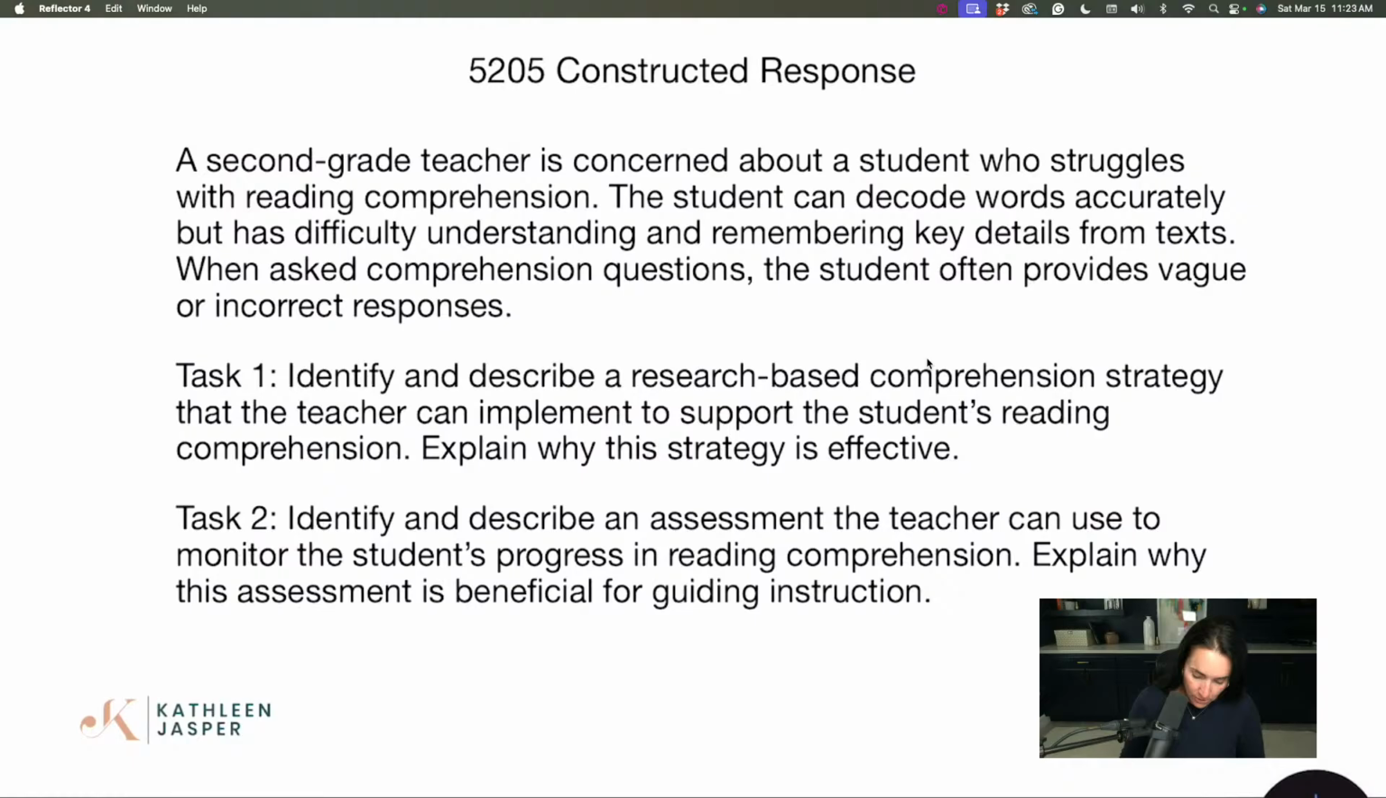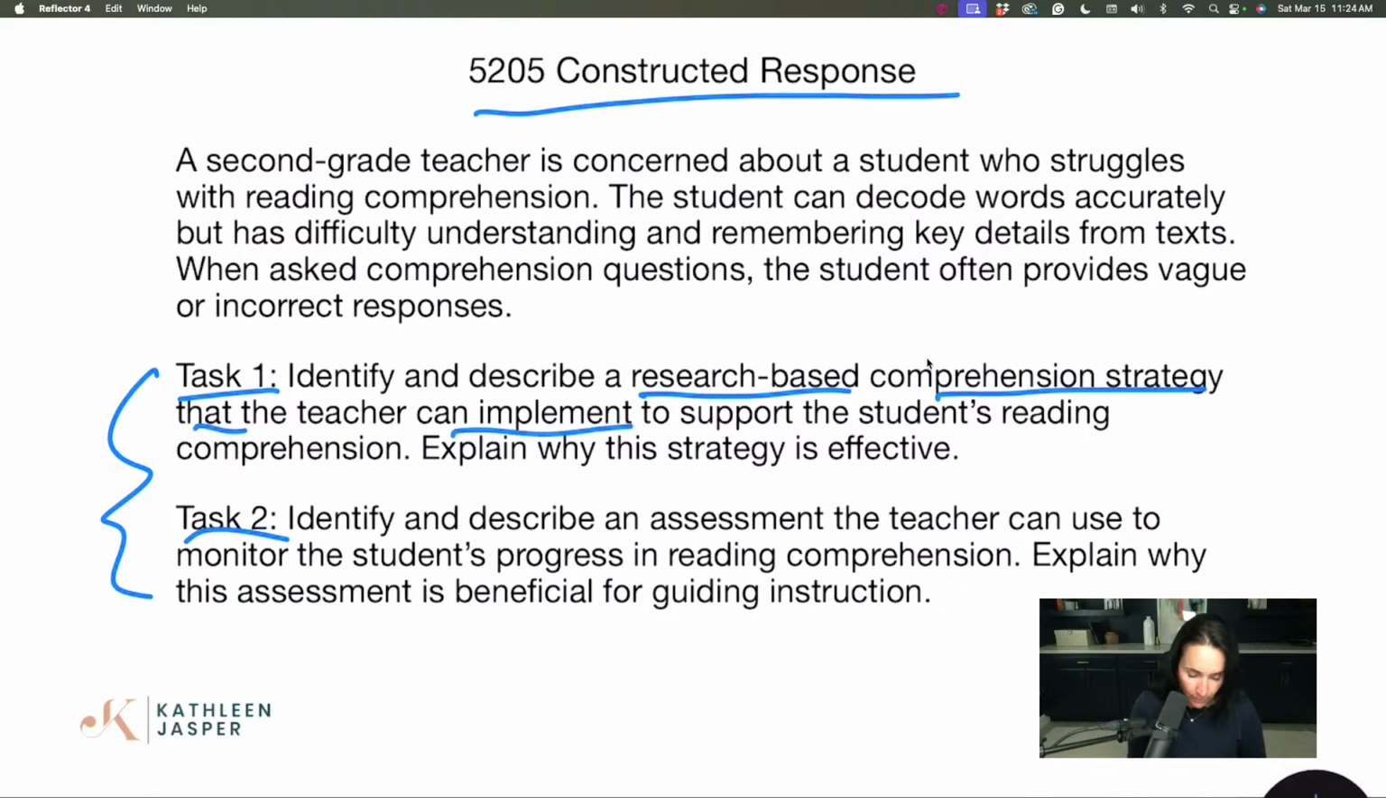Okay. So let's talk about the constructed response. And again, this is going to help you if you are a foundations of reading too, because even though their tasks are slightly different, you want to be able to pull a strategy very quickly. Okay. So again, I'm working backwards. Task 1, identify and describe a research-based comprehension strategy the teacher can implement. Do I have to read the scenario to know a research-based comprehension strategy?